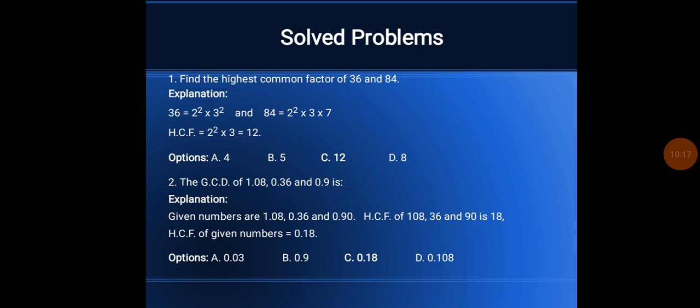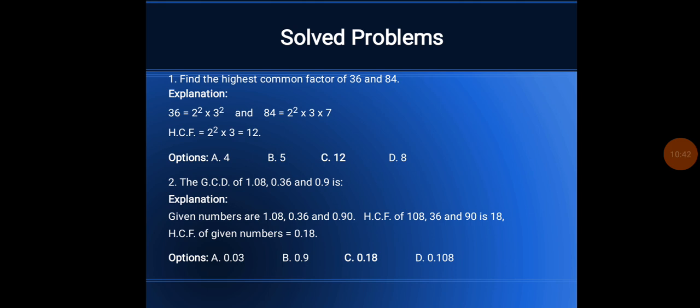First example: find the highest common factor of 36 and 84. So we have to find the HCF of 36 and 84. What are the factors of 36 and 84? 2, 3, 4, 7, 9, etc.